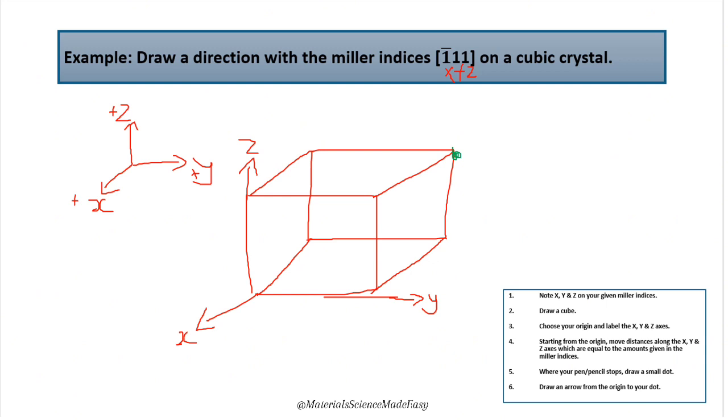This is our dot, right? So next step is wherever we draw our dot, we draw an arrow from our origin. From the origin, we draw an arrow to our dot. So let us do that. Okay, that's our arrow, and this is our direction. Make sense? Easy, right? The stuff is easy.